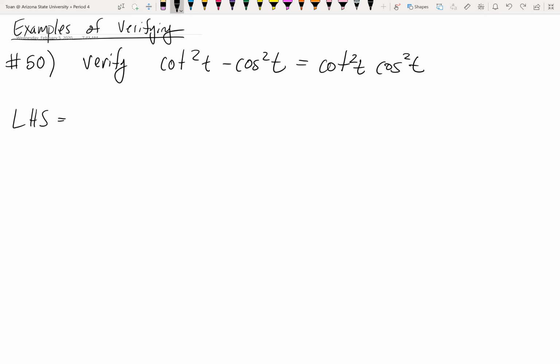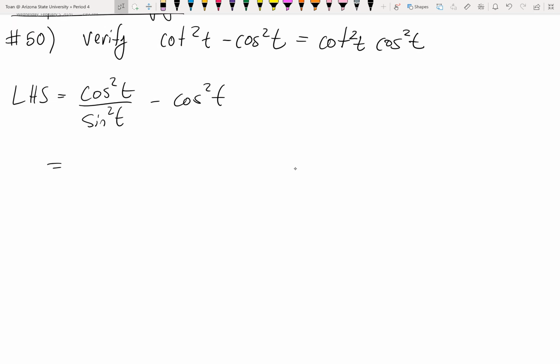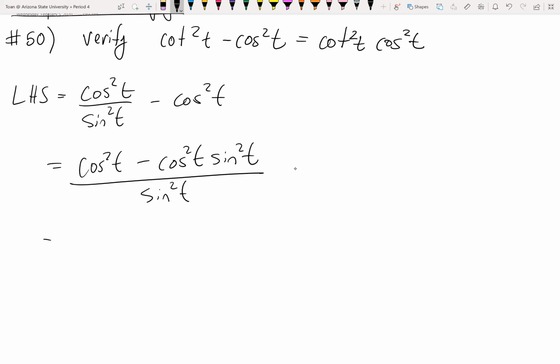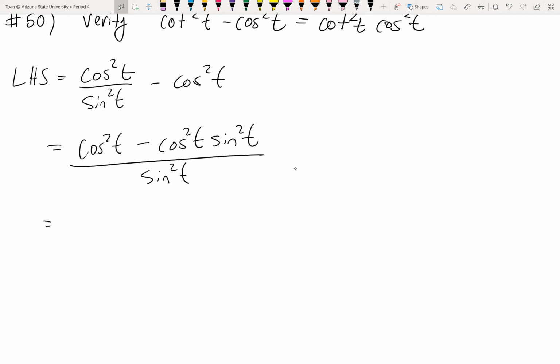So we know that cotangent squared is cosine squared over sine squared. Now we have adding and subtracting fractions, so I can go ahead and get the common denominator. So this guy here needs a sine squared on top and bottom. So that's cosine squared minus cosine squared sine squared all over sine squared. Now that I group these together as one numerator, I notice that they both have a cosine squared. So in math, when you have two pieces that contain the same thing, you can factor it out.